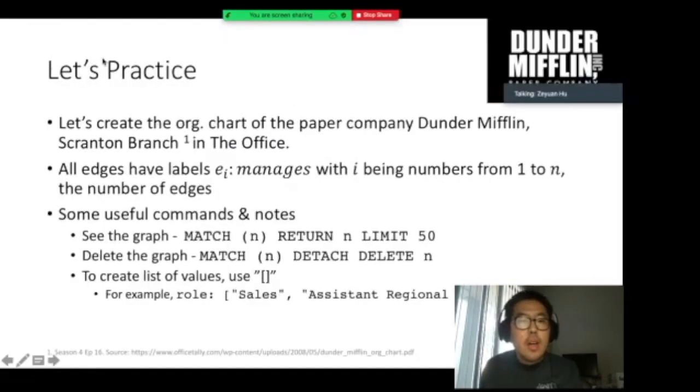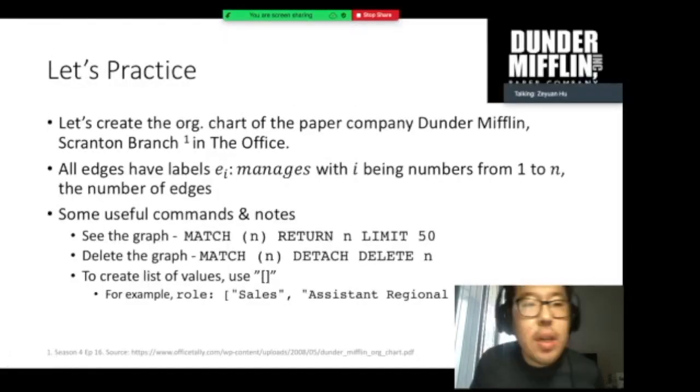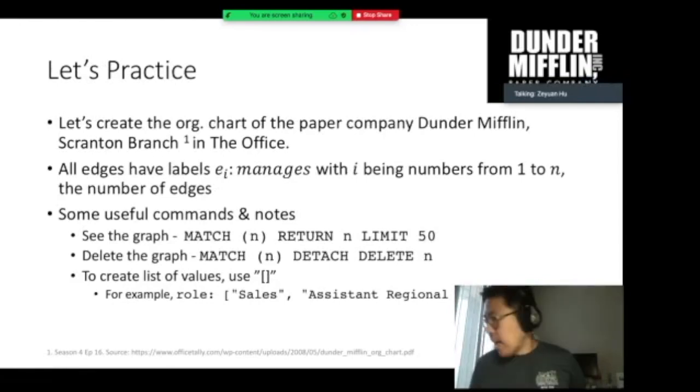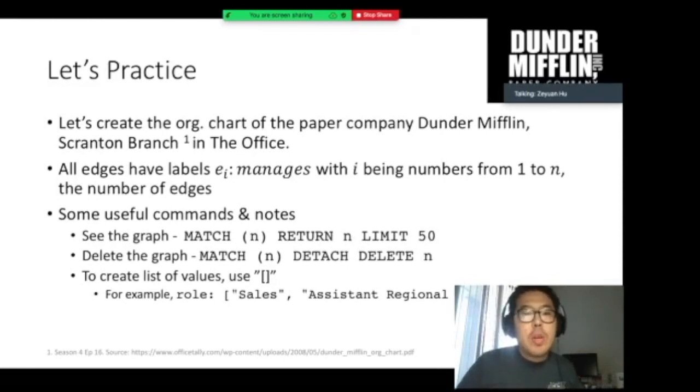Okay, so now let's practice. We will have 5 minutes for you to create your own. We'll create the org chart of the paper company Dunder Mifflin Scranton branch in The Office TV show. Just so you know, in all the edges we don't have any property attributes. We just use the keyword Manages.